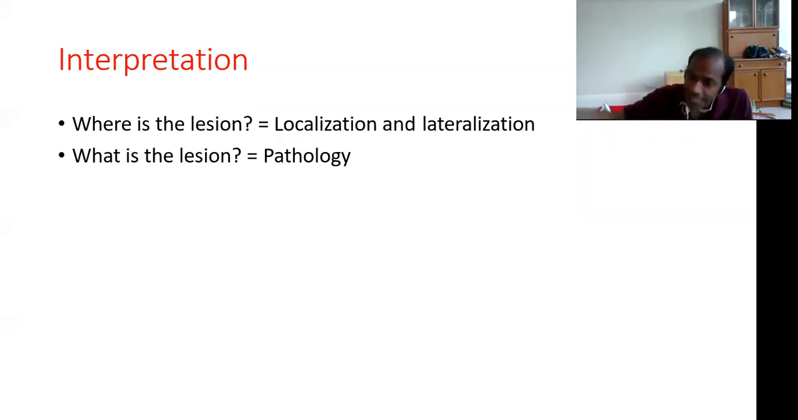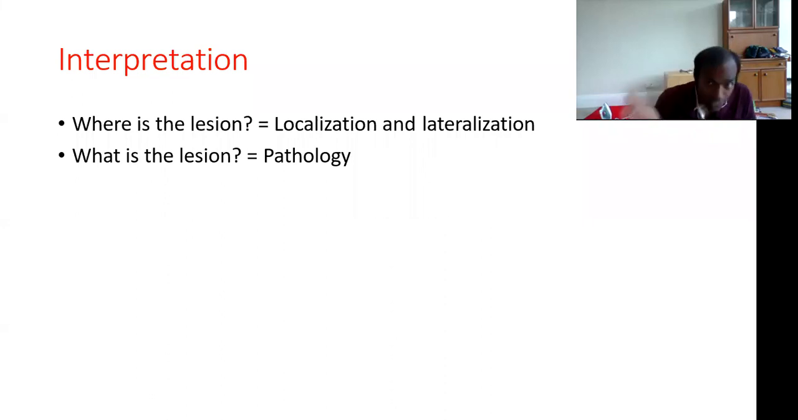And then lateralization means what side, is it left or right? And with your examination, you should be able to answer this question perfectly. The next question is what is the lesion? And that is the etiology or pathology of the lesion.